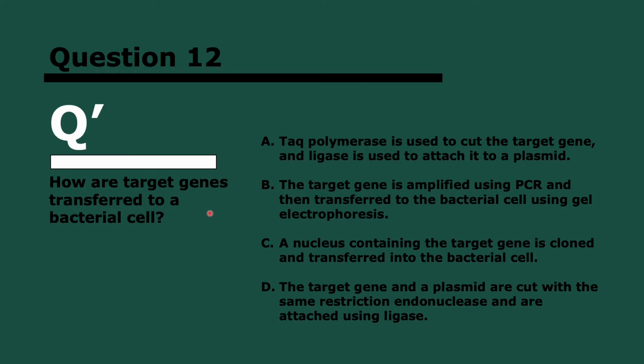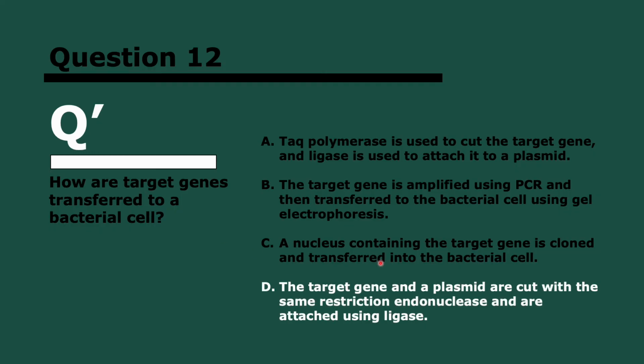Moving on. Question 12 says, how are target genes transferred to a bacterial cell? Again, 3, 2, and 1. It's D. So this is just factual, right? You need to know that. The target genes are cut with a restriction endonuclease that cuts at specific base sites, and then they're attached to a plasmid using ligase. It's important that both are cut with the same restriction endonuclease, so that the plasmid and the gene have the same sticky ends. The bases are cut at the same point and then they stick together with the ligase.